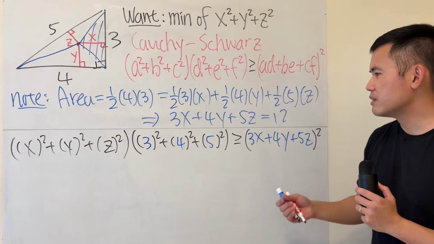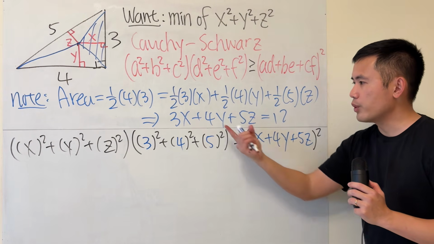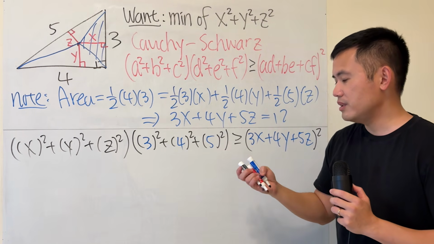And maybe sometimes it's better if you actually fill in this part right here for your constraint equation, and then fill in this right here. But this right here, I think is pretty clear.